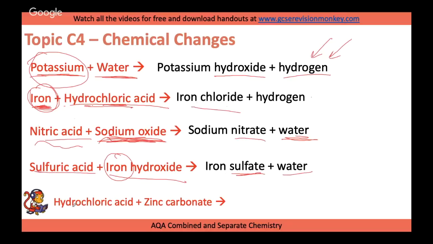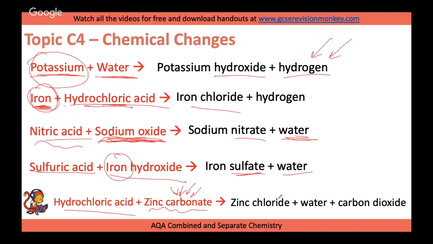And the final one, we've got an acid reacting with not just a metal, it's a zinc carbonate, a metal carbonate, but this is what I want you to look out for, carbon. If you see the word carbon in there, it not only makes the salt and water, but you also make carbon dioxide. So zinc chloride plus water plus carbon dioxide.